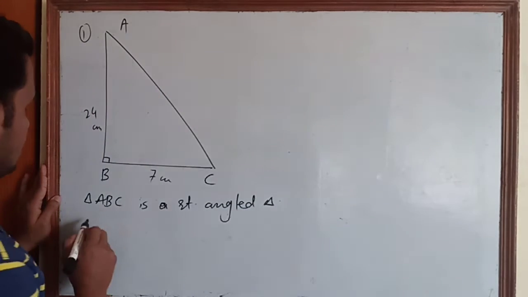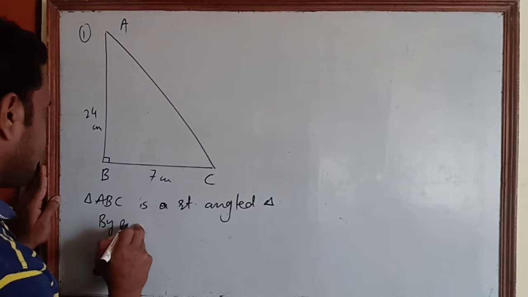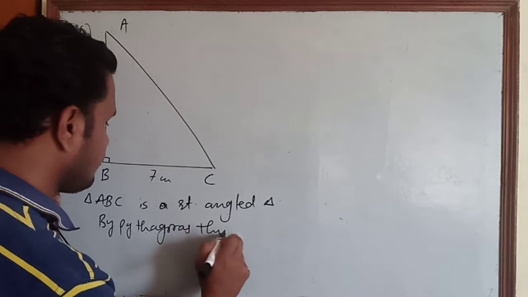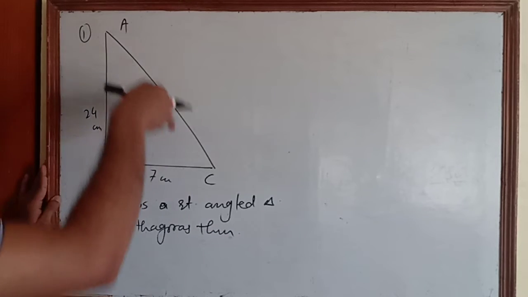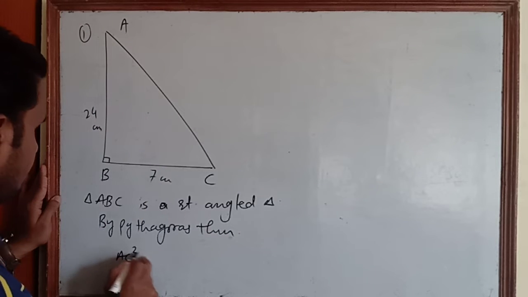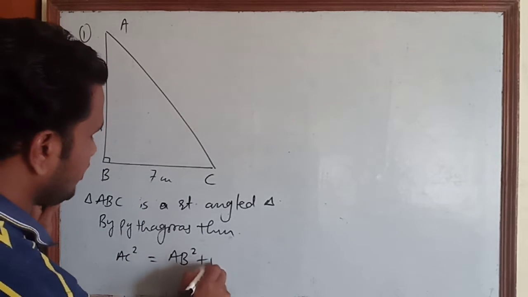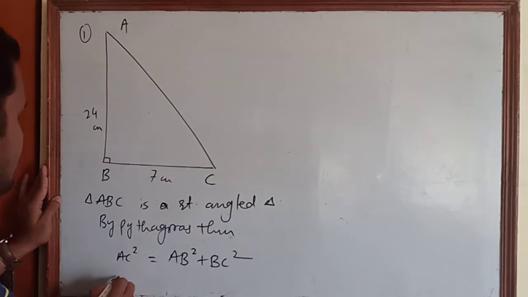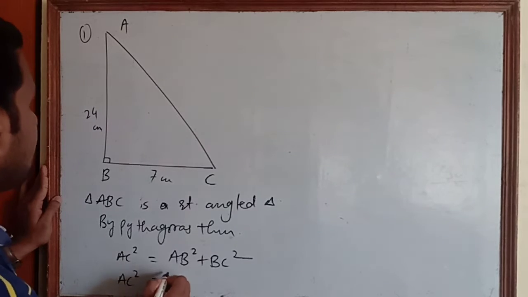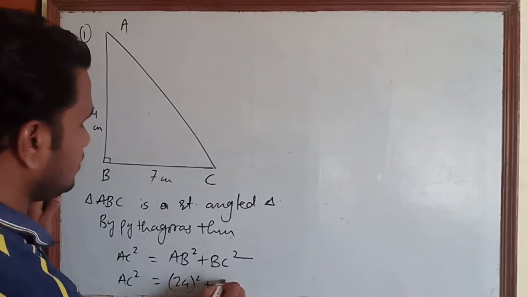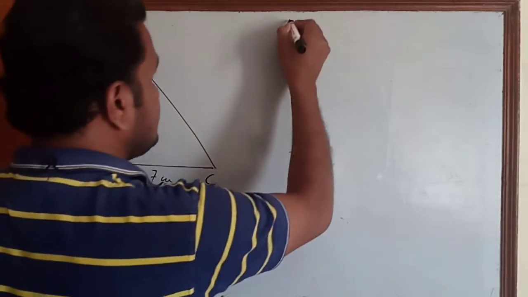Then we will say by Pythagoras theorem. What is the theorem? AC square is equal to AB square plus BC square. Put the values. AC square is equal to AB, 24 square. What is BC? 7. 7 square.